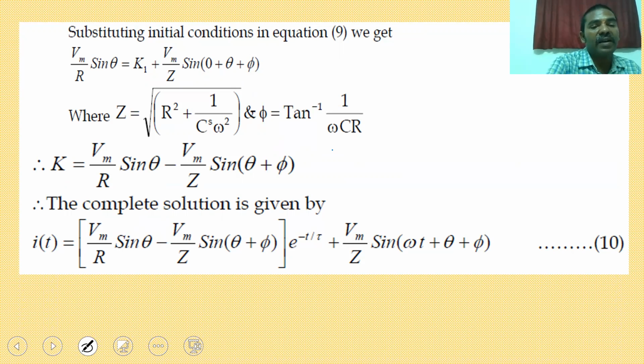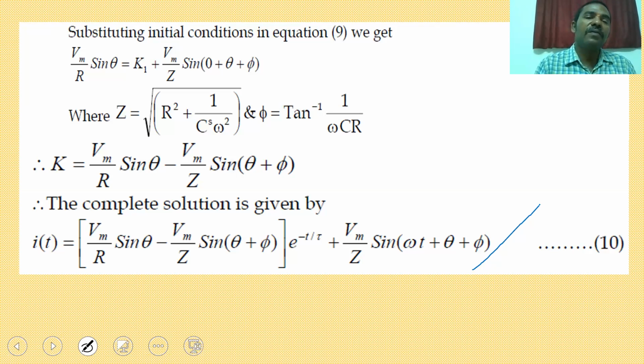So finally, the complete solution is: the transient value is Vm by R sin theta minus Vm by Z sin theta plus phi, e power minus t by tau, and the steady state current is Vm by Z sin omega t plus theta plus phi. Together they form the overall response. So like this, you have to go for the calculation when a sinusoidal excitation is applied to an RC circuit.